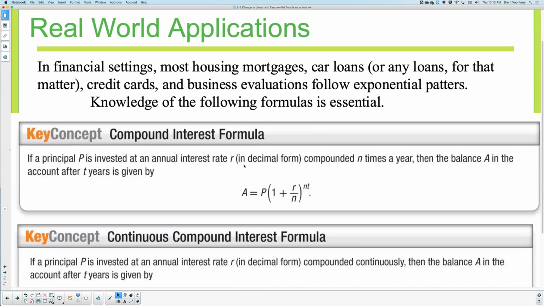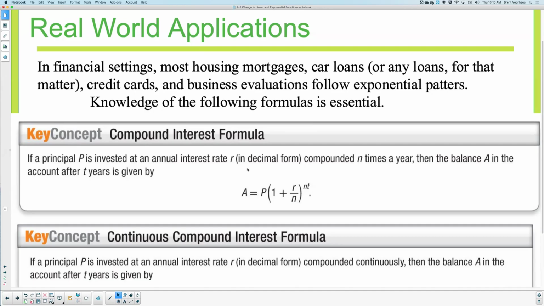The fun stuff, real world applications. How many of you, show of hands, want to buy a house someday? Unless you have the money to buy it in cash, which I don't know anybody, students wise, who ever do. I didn't myself. You have to buy it with a loan. A loan is based off an exponential function.